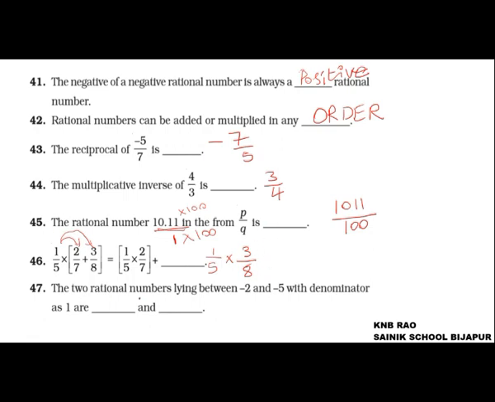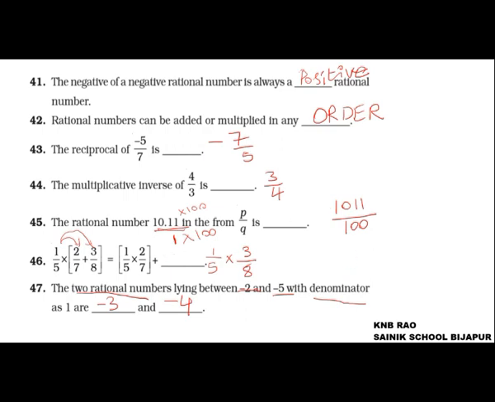Next, two rational numbers. The two rational numbers lying between -4 and -5 with the denominator 1. So any rational number with the denominator 1 are called integers. So -2 and -5, between them we have -3, -4 with the denominator 1. So this is the 47th question.